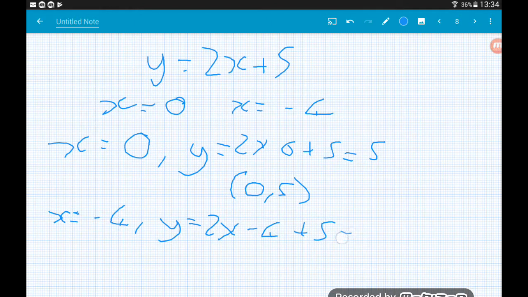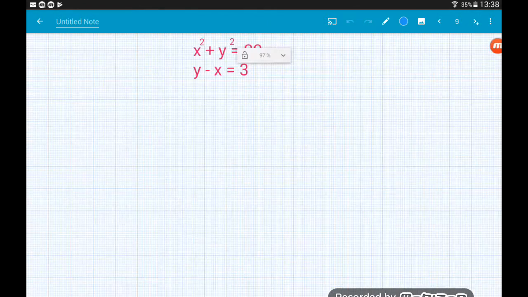Now 2 times minus 4 is going to give us minus 8, and then plus the 5 is going to give us minus 3. Okay guys, so the second solution there would be minus 4, minus 3. So our two solutions in coordinate form to those two simultaneous equations are (0, 5) and (minus 4, minus 3).